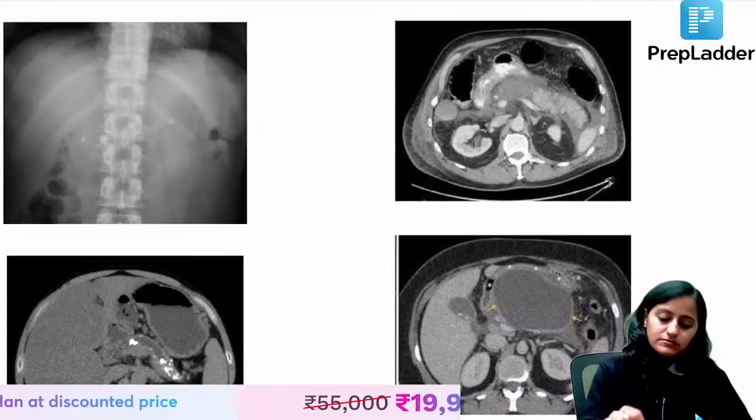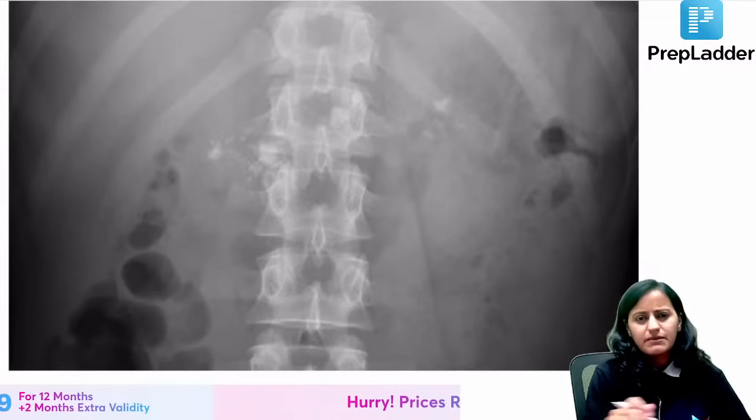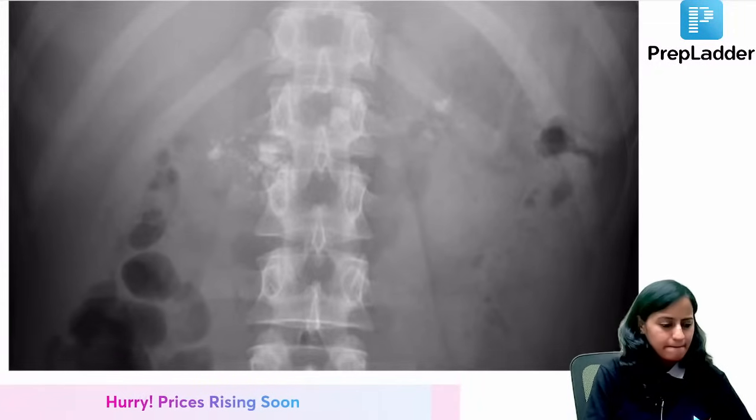Okay, next one. Can anybody see any pathology here? Anything you can make out in this radiograph here?